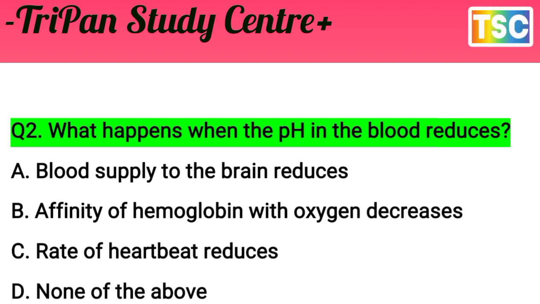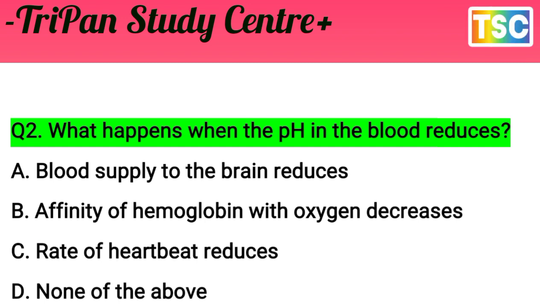A, blood supply to the brain reduces. B, affinity of hemoglobin for oxygen decreases. C, rate of heartbeat reduces. And D, none of the above. This question is very important. Let's check the answer.